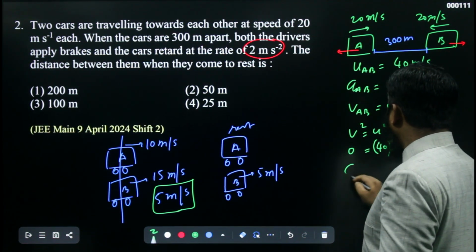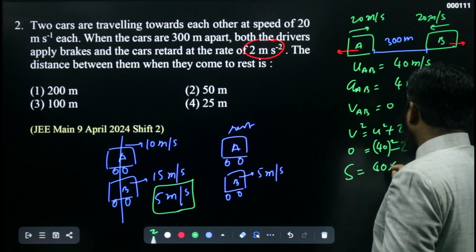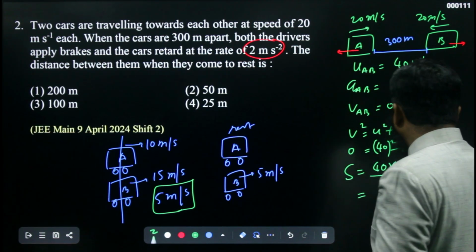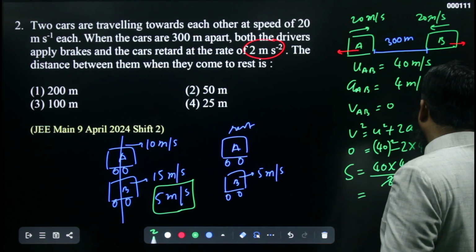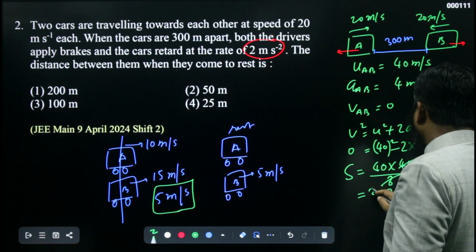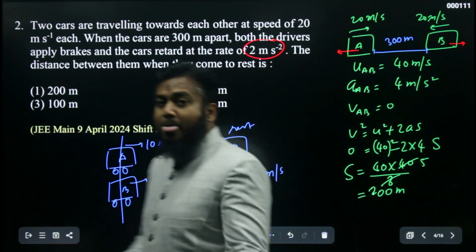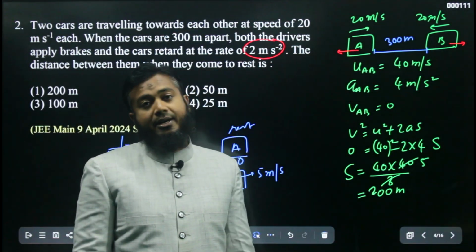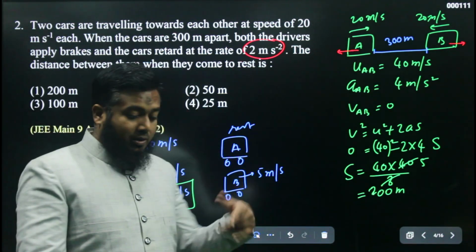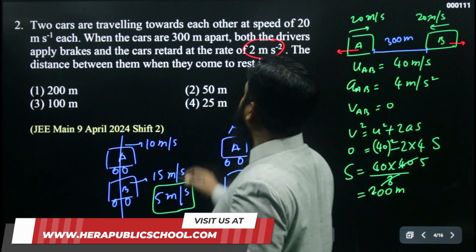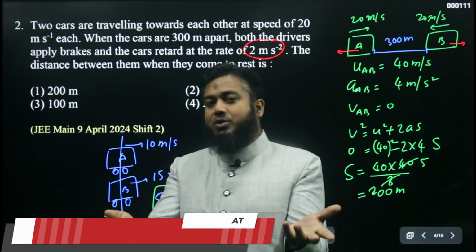So from here, S is 40 into 40 divided by 8, and that would be 5 times, this is 200. Okay, so distance traveled by train A with respect to train B is 200 meter. Okay, now in the question, we are being asked what is the distance between them when they stop.